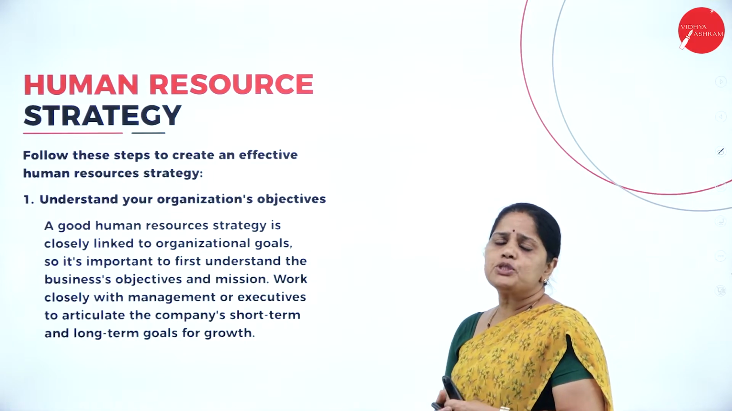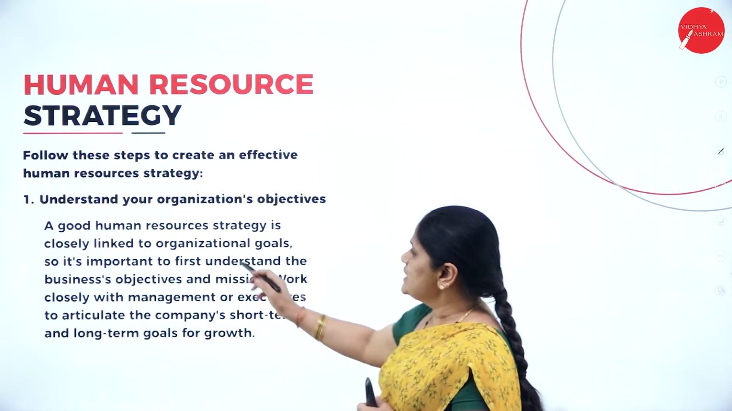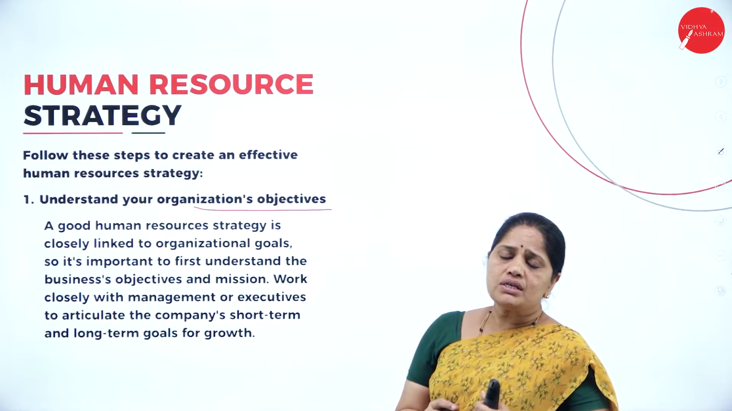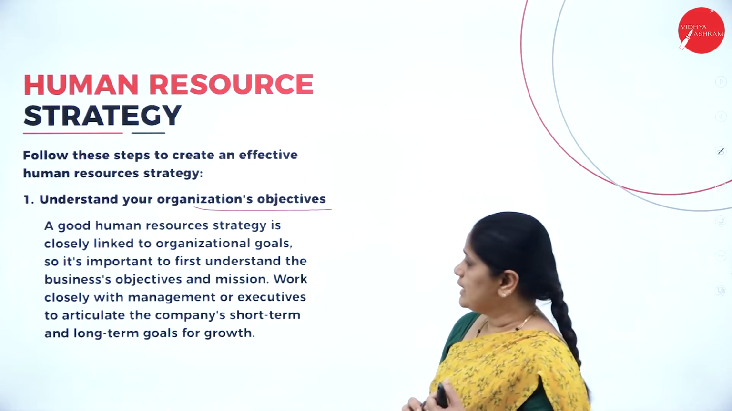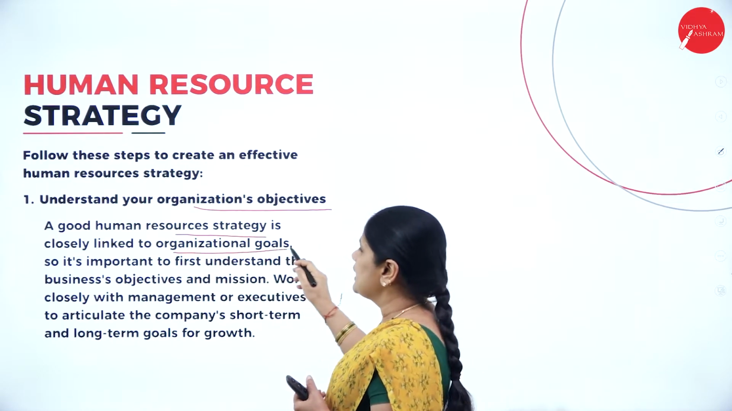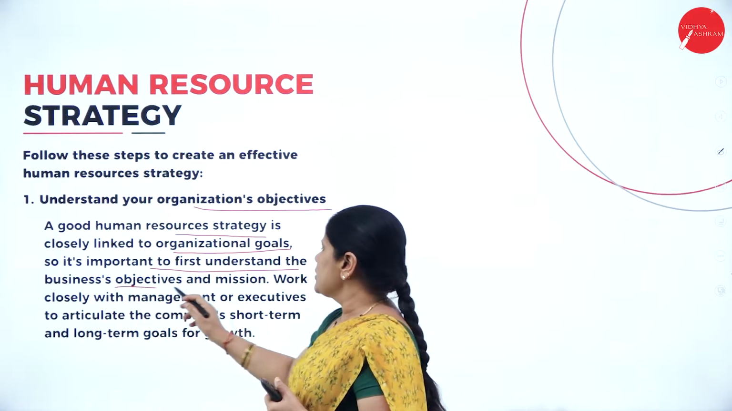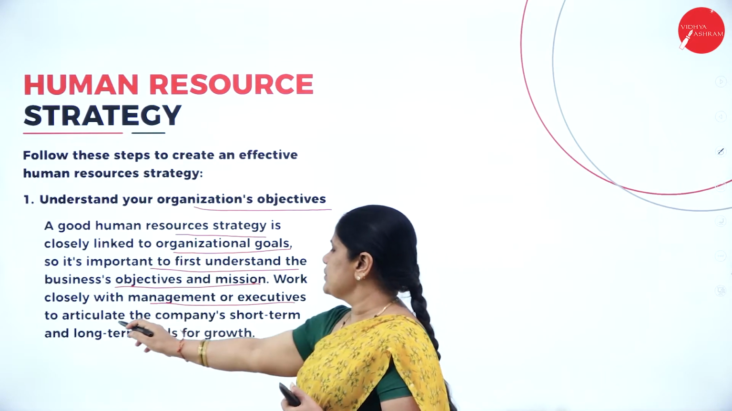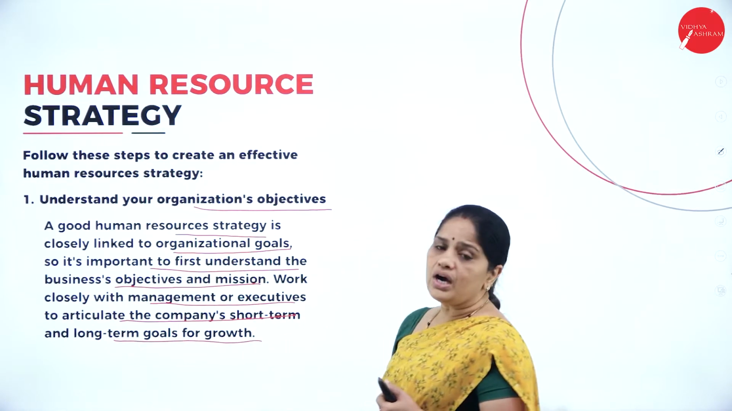Now, what are the steps to be followed when we have to create a human resource strategy? The first thing is to understand your organization's objectives. Now, what is the objective of the organization? That is the first thing we have to understand. A good human resource strategy is closely linked to the organizational goals. So, it is important first to understand the business's objectives and mission. So, work closely with management or executives to articulate the company's short-term and long-term goals for growth.